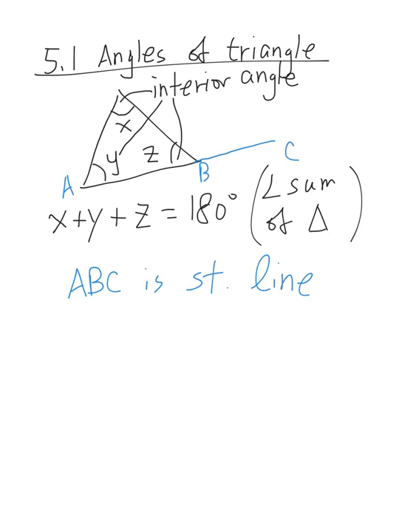Now let me denote this angle. Let me define this point as D. So DBC, let's say this is equal to Z. Let's say it is equal to W. So you know that Z plus W is equal to 180 degrees because of the fact that adjacent angles on a straight line add up to 180 degrees.